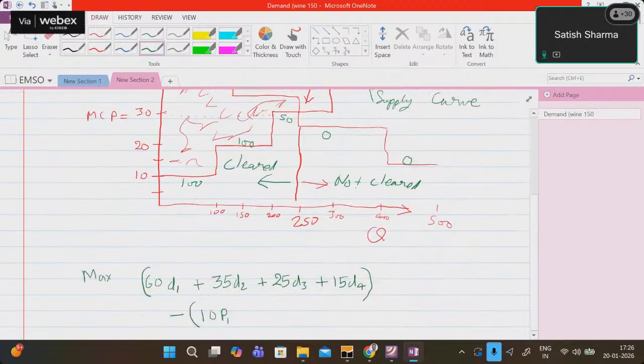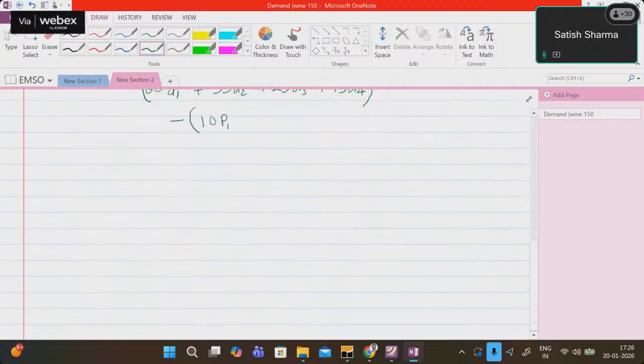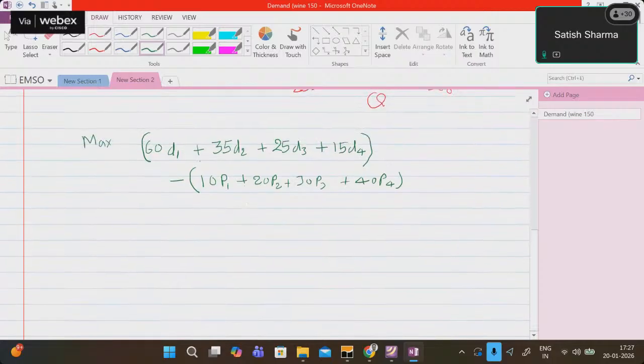And so how to model it mathematically? So if you see here, 10 p1 plus 20 p2 plus 30 p3 plus 40 p4. This is the objective, right? I have to maximize it. So I have to maximize the utility of the consumer demand, and it's a minus sign, so I have to minimize the cost of the suppliers.